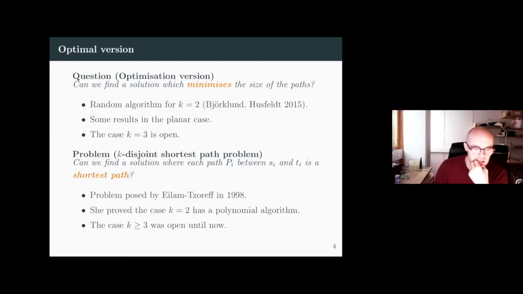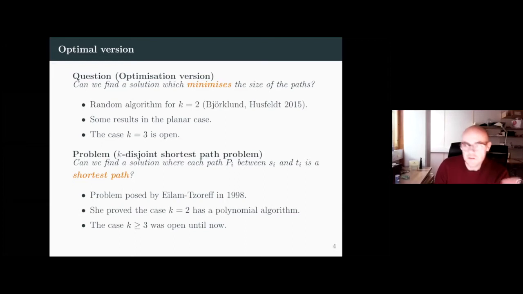So this was a problem posed by Eilam-Tzoreff in 1998 during her PhD thesis. And in the same paper, she proved the case k equal to 2: there is a polynomial time algorithm in undirected graphs. And in the same paper, she asked the question for directed and undirected graphs for any fixed k. Until the result that I'm presenting now, the case k equal to 3 was also open. And this is basically what we're going to see today.